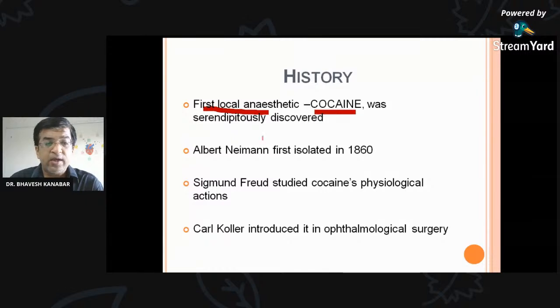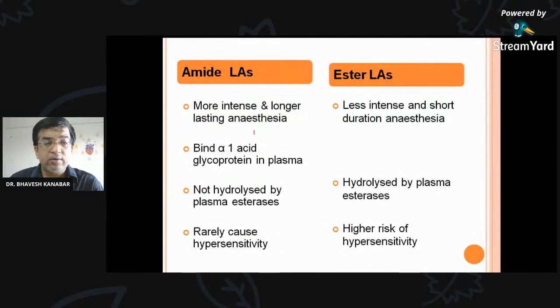The first local anesthetic was cocaine. No need to remember the name of the scientist, just remember the first local anesthetic is cocaine. There are two types of local anesthetic: amide local anesthetic and ester local anesthetic.